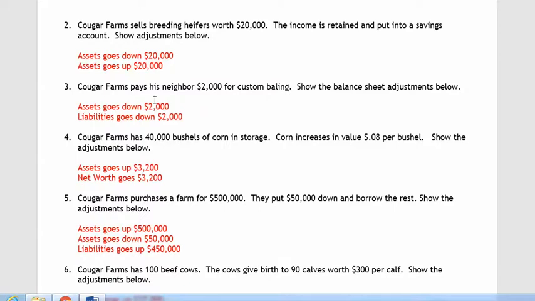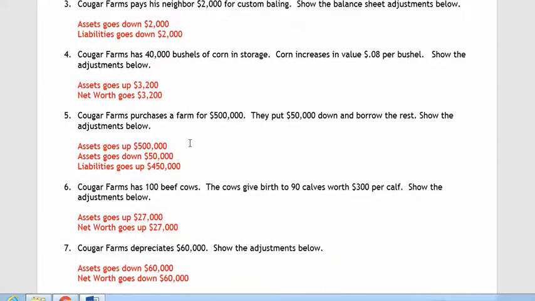Number 3, Cougar Farms pays his neighbor 2,000 for custom baling. Well, we had the 2,000 in our checking account or we had it in cash, whatever. Anyway, we had it as an asset. It's no longer there. But the liability goes down 2,000. We owed our neighbor $2,000. That was a current liability. So assets go down 2,000, liabilities go down 2,000. Overall change is equal. Left-hand side was down, right-hand side is down. Net worth does not change.